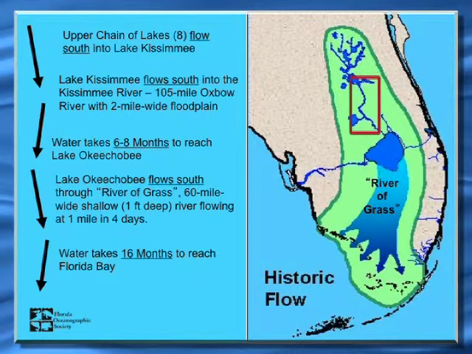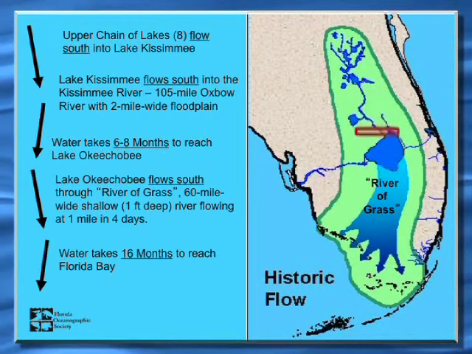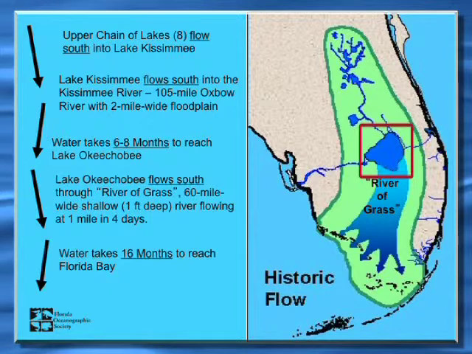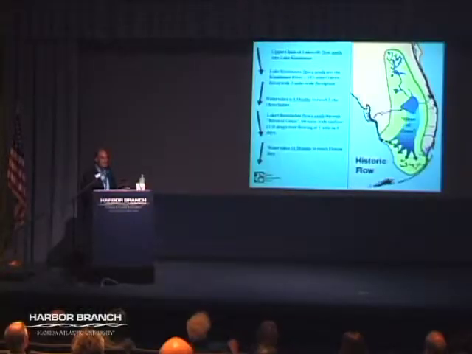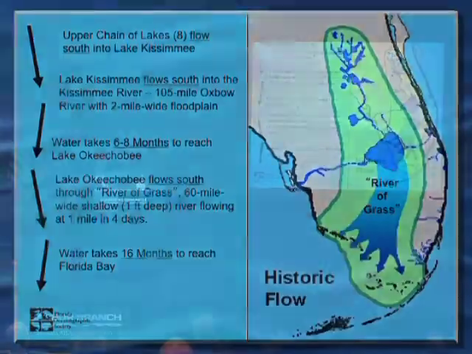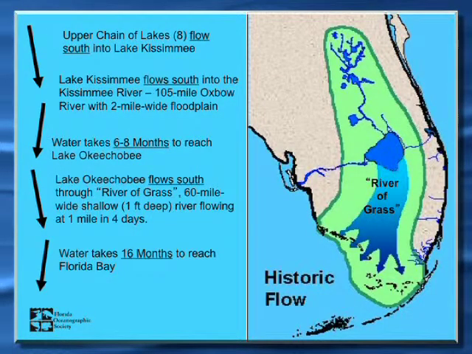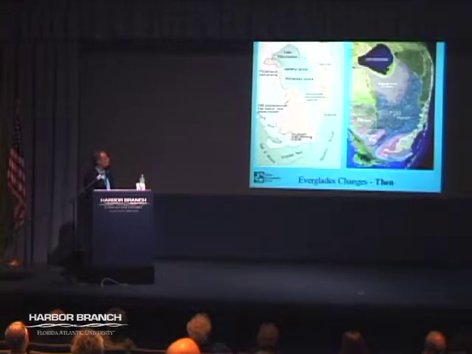Then the water took about 6 to 8 months to get from that upper chain of lakes down to Lake Okeechobee. And then the big lake in the middle, Lake Okeechobee, used to flow south, as you can see, in about a 60-mile-wide flow pattern known as the River of Grass. That's aptly described by Marjorie Stoneman Douglas back in 1948 in her book, The Everglades: River of Grass. That water would take about 16 months to get down to the southern tip of Florida. So overall, that course of water took about 2 years to get from top to bottom, and I want you to keep that in mind as we go through.